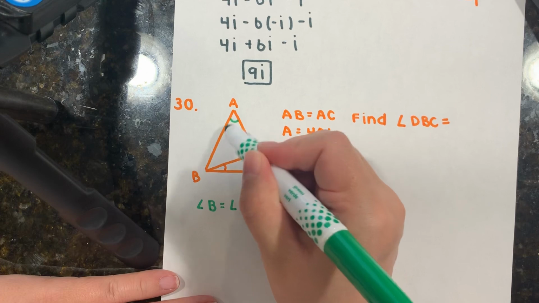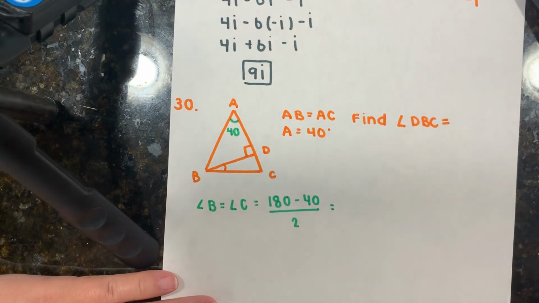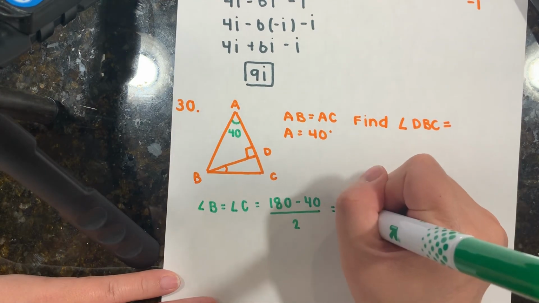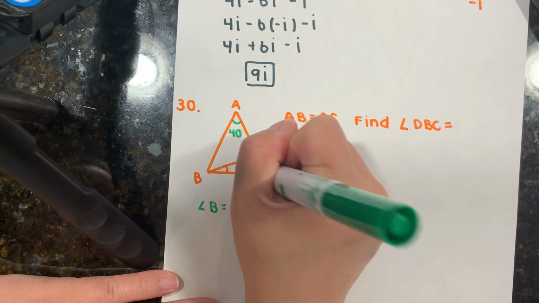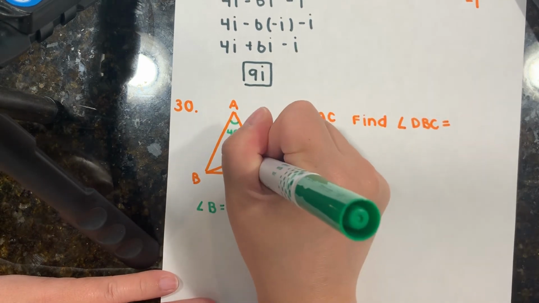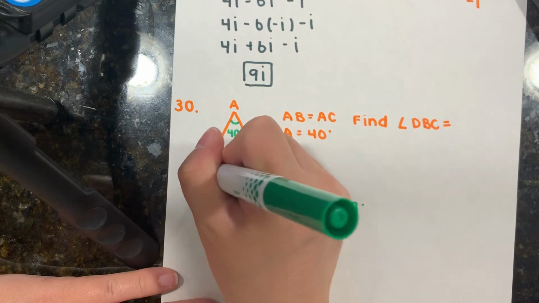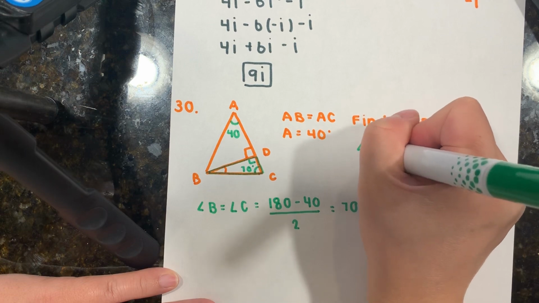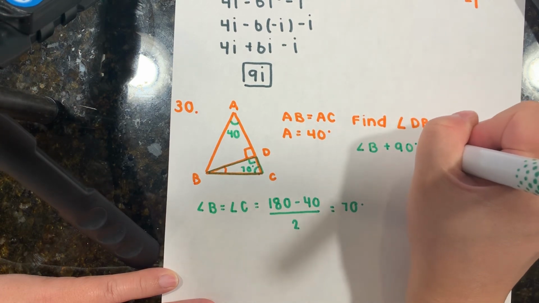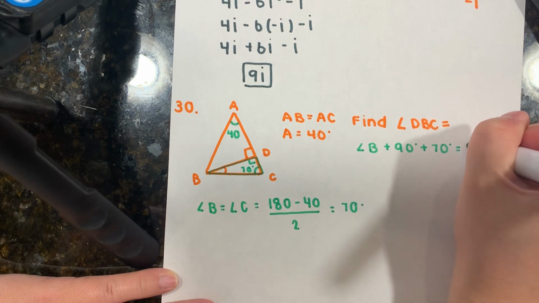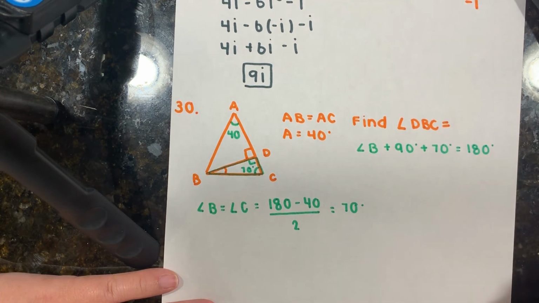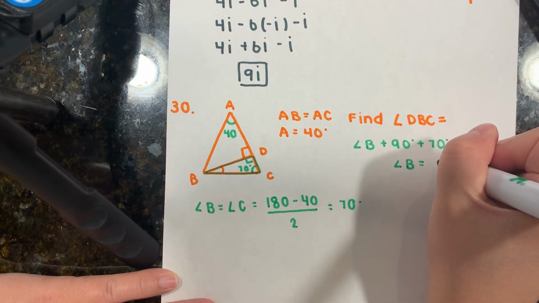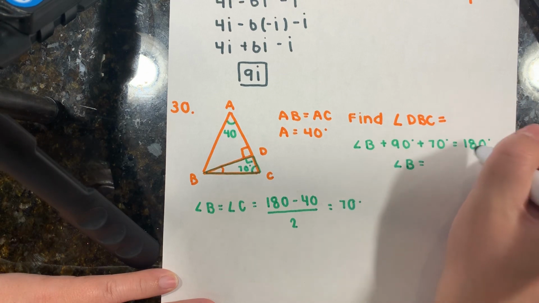Because 180 minus this angle and then what's left would be these two angles and they're equal to each other. So 140 divided by 2 gives us 70. Which means that this angle here is 70 degrees. This angle here is 90 degrees. And if you see this small little triangle right here, I would have angle B plus my 90 degrees plus my 70 degrees equals 180 degrees. So my angle B is going to be equal to 20 degrees.